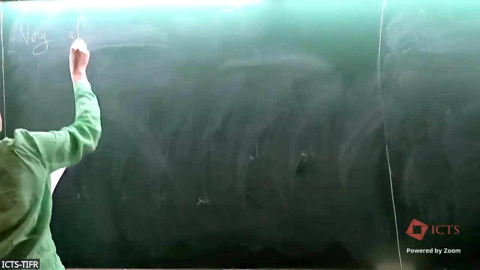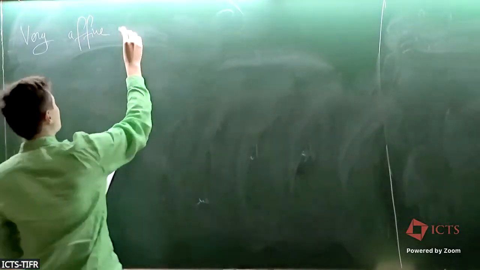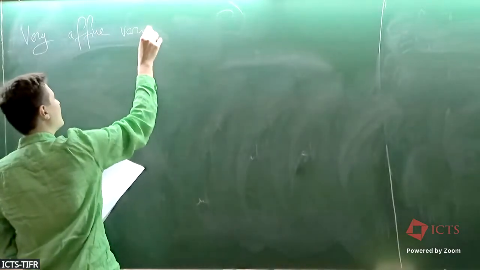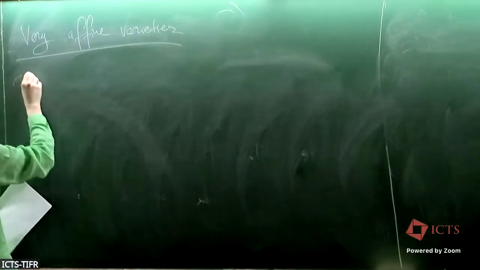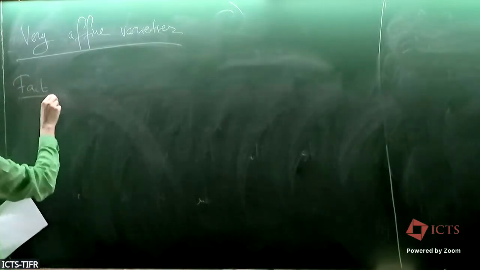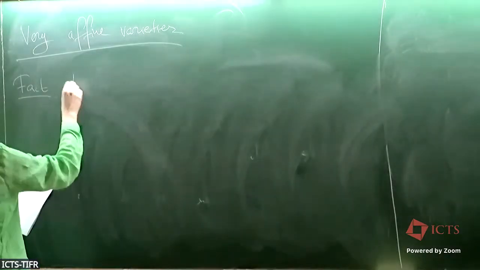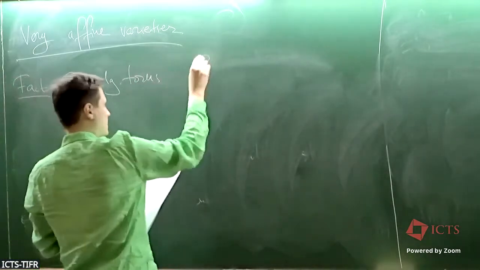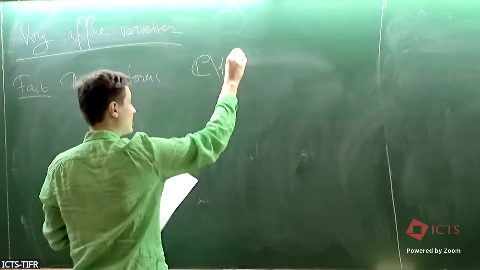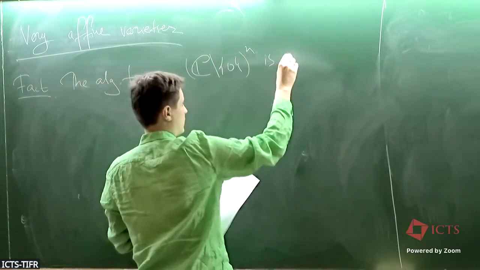I defined affine varieties and projective varieties, but there are better varieties. There are just affine varieties and there are very affine varieties. And the variety which appears in this context is a very affine variety. The story of very affine varieties, which will be very short here, starts from the following fact. The algebraic torus, which is the space C without 0 to the n, is a variety.